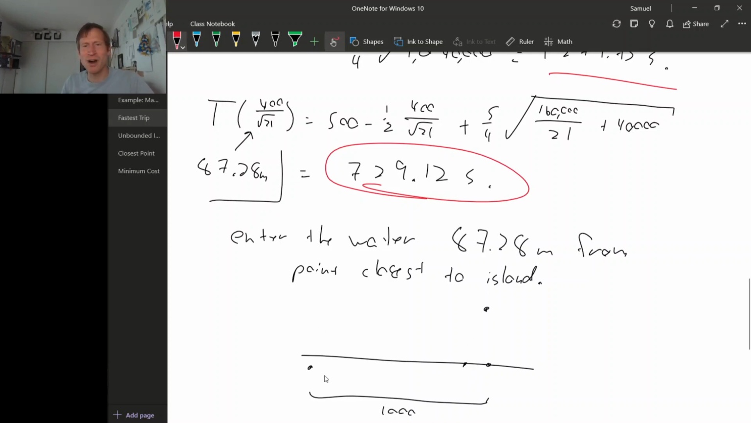So we're actually going to walk almost all of the way, and that kind of makes sense because walking is over twice as fast as swimming, so it makes sense to spend more time walking. Now, eventually, the speed savings of just going directly to the island more than makes up for taking the detour to the closest point and then directly, right? So we're going to walk all the way to 87.28 meters from the closest point.